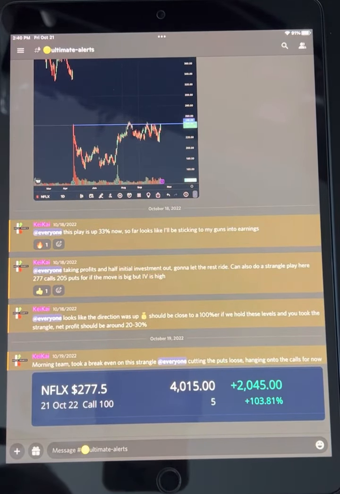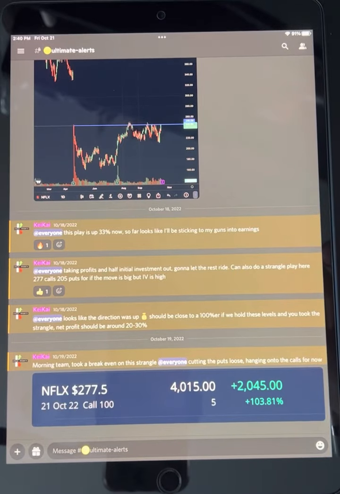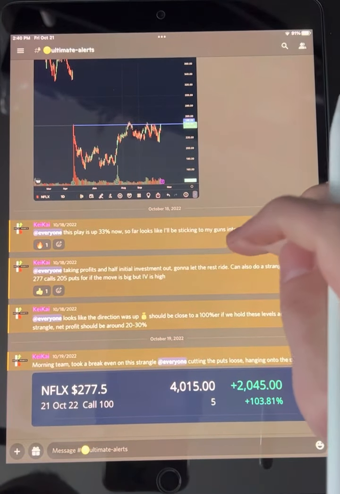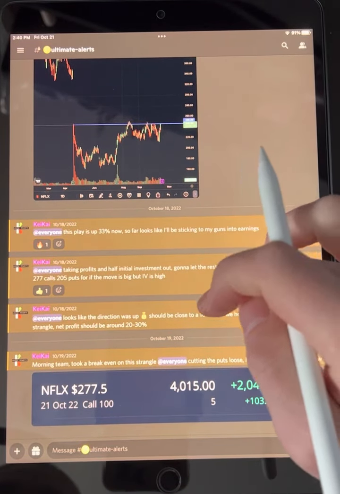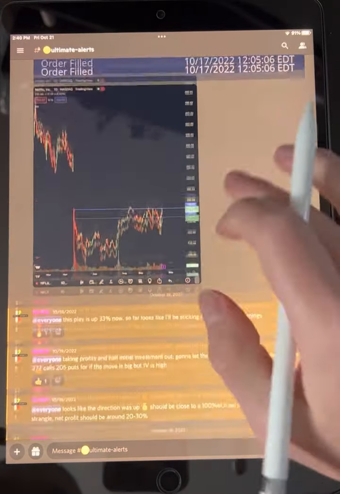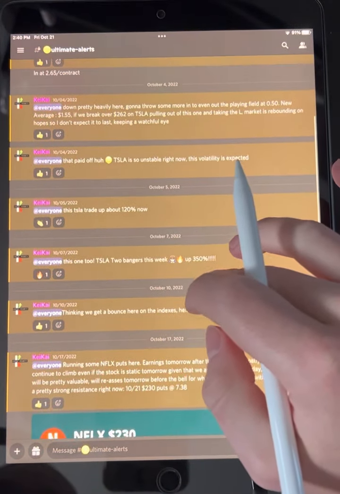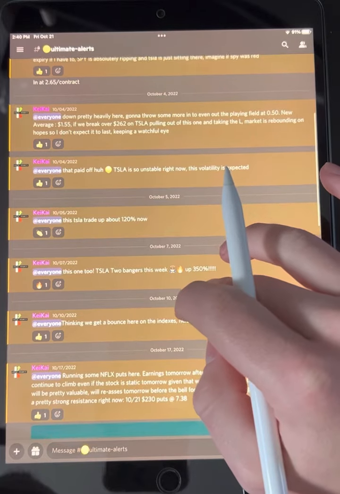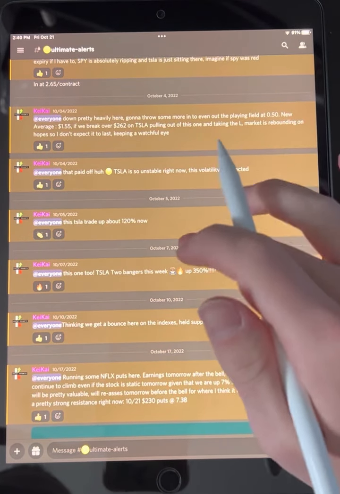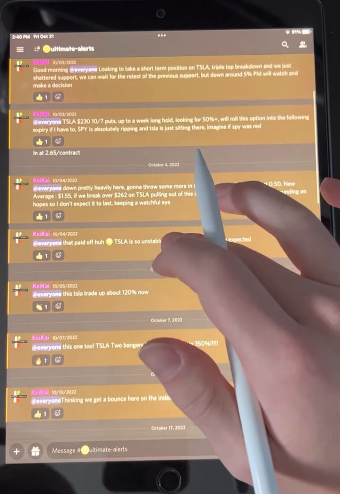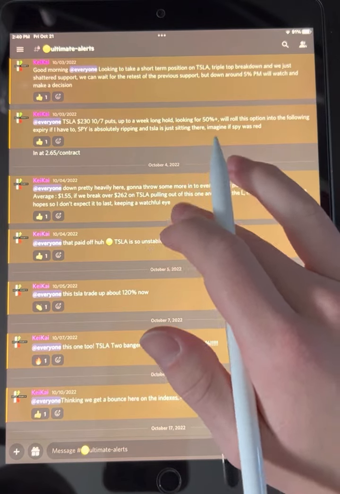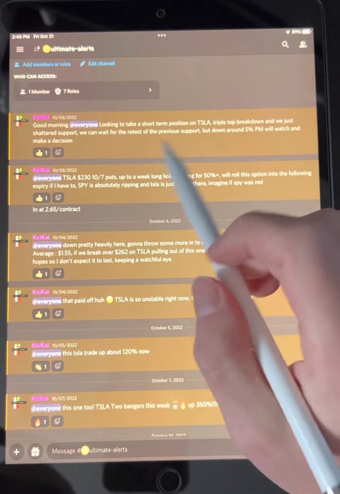I'm gonna give a quick video analysis on the Tesla alert, the one specifically that ran 350%. If we scroll up, let's take a look. That was about 2 weeks ago. Okay, so 350% on 10.7, alerted on 10.3.